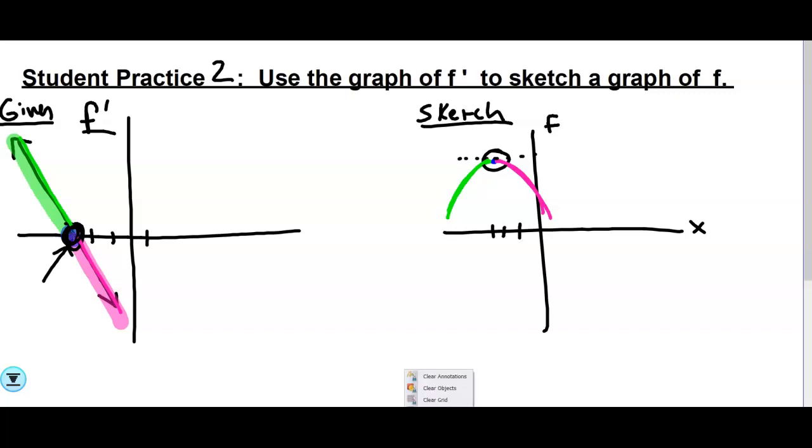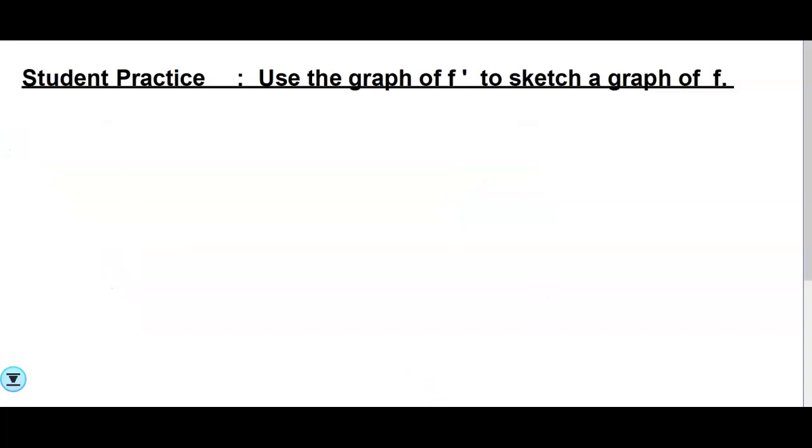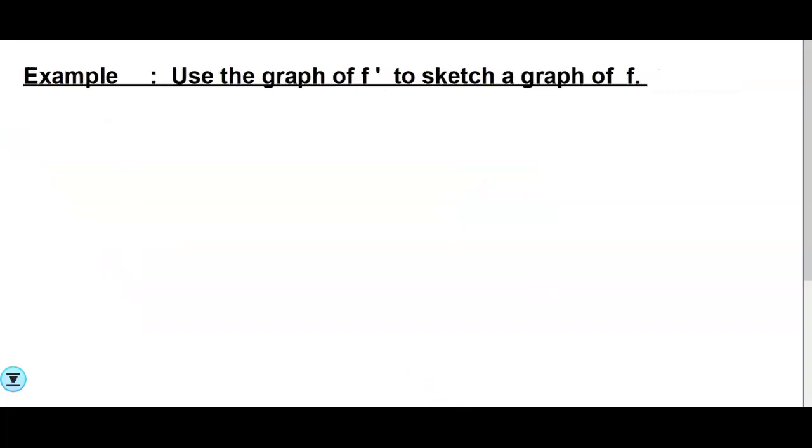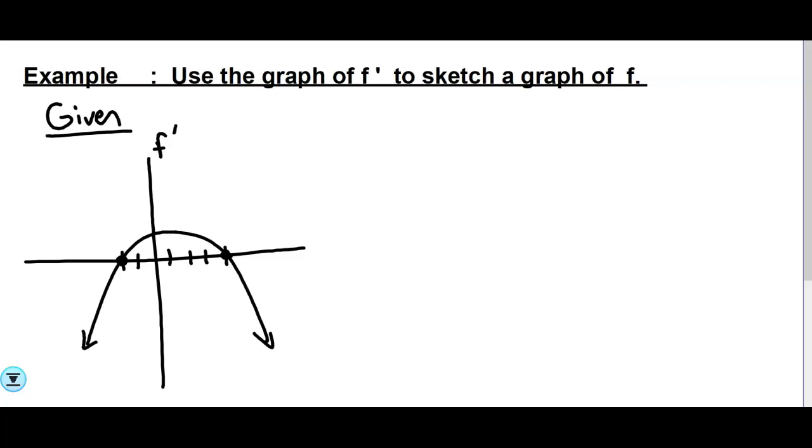But let's look at an interesting situation here. Actually, I think I'll save that one for later. Let's go back and take a look at a third scenario now. All right, so let's go ahead and take a look at this. What if my f prime looks like that? It's a parabola. Well, the questions pretty much stay the same.